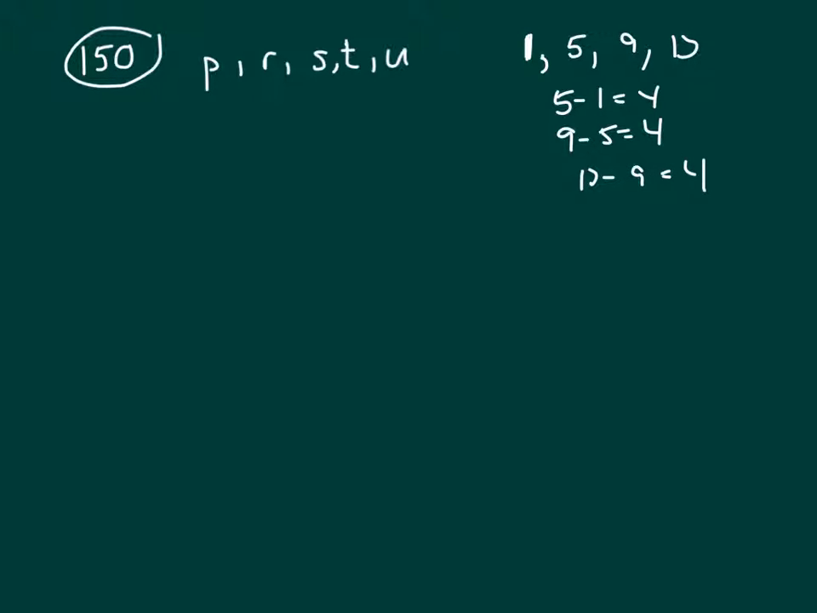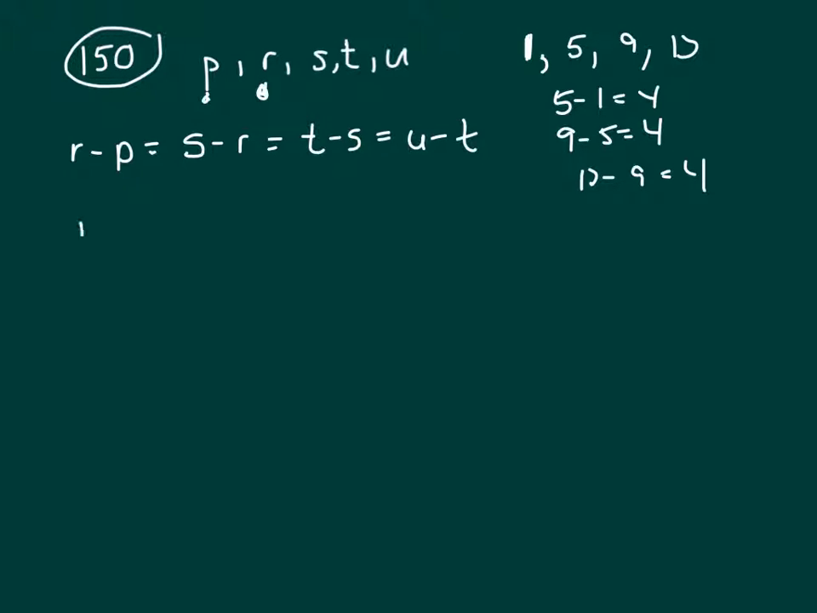So that means, let's go back to our P, R, S, T, U. That means R minus P will have to equal S minus R, and T minus S, U minus T. I just found all those differences, they have to be equal. So we're trying to figure out which of the following must be an arithmetic sequence.